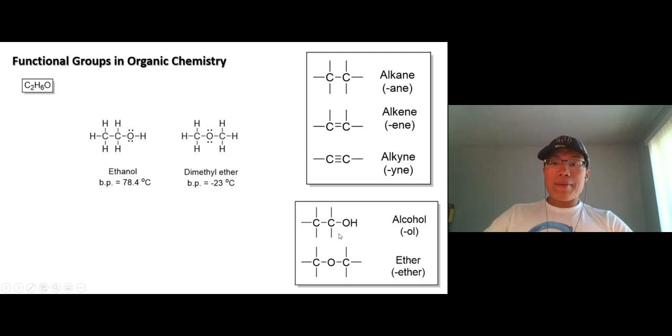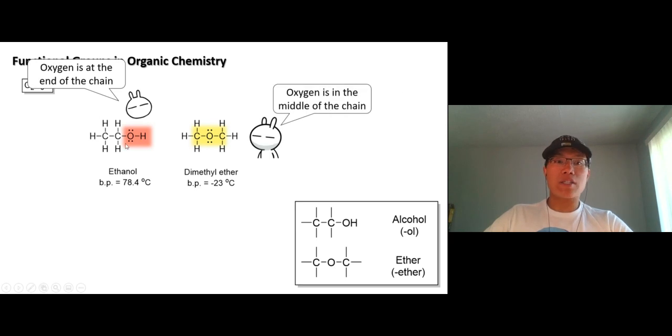Okay, so alcohol: if you see a carbon chain, however long that is, and an OH at the end of the chain, that's what we call an alcohol. It looks like that. But if you see an oxygen between the carbon chain, could be 10 carbons on the left, 100 carbons on the right, I don't care. If you see oxygen in the middle of the chain, that's an ether. So we have oxygen at the end of the chain and oxygen in the middle of the chain. So we have alcohol and we have ether. We have alkane, alkene, alkyne, alcohol and ether. They all have different properties.